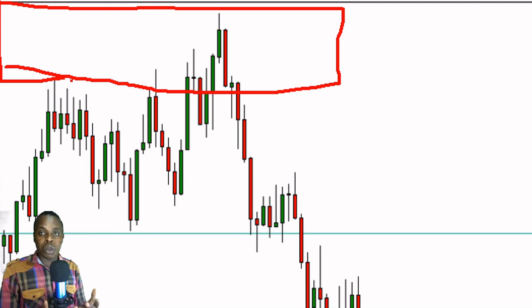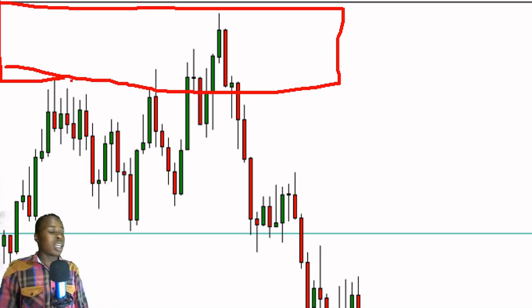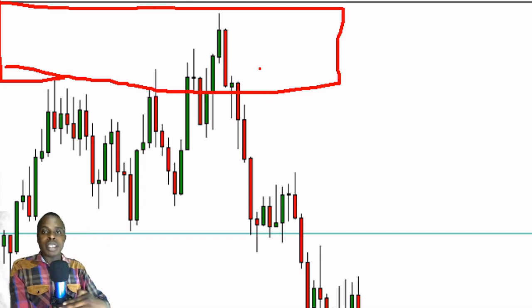Firstly, we managed to understand the market structure. This is a sideways trend, right? This is a choppy market, a ranging market. It's going sideways, right? And now on the resistance zone, we are looking to sell because it's sideways. So we sell at resistance and we buy at support. Sell at resistance and buy at support.